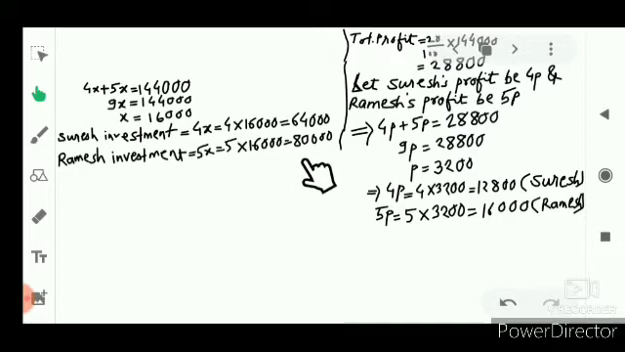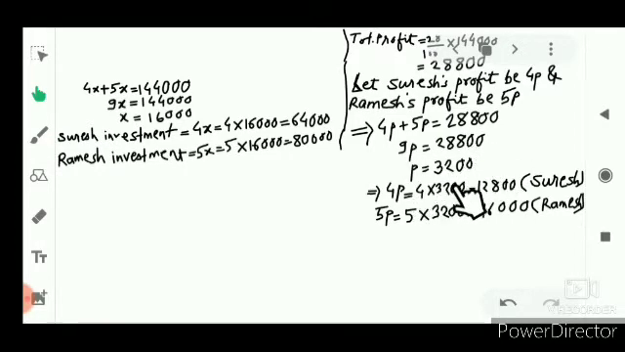Okay, now the total profit they have gained is 20% of the total amount that is given, right? So 20% of 1,44,000 is 28,800. The profit should be distributed in the same ratio as they have invested. So suppose Suresh's profit is 4p and Ramesh's profit is 5p. So 4p plus 5p is equal to the total profit 28,800. So 9p equals 28,800.